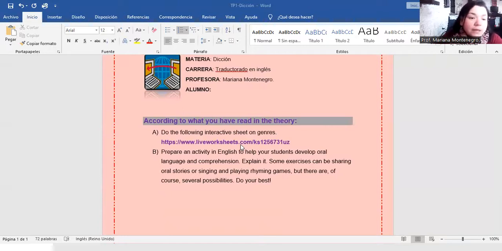Yes? And then in the second exercise, you have to prepare an activity in English to help your students develop oral language and comprehension, which is one of the topics we have seen in this module, and you have to explain it. Some exercises can be, for example, sharing oral stories or singing and playing rhyming games, but there are, of course, several possibilities, and you can choose among all those possibilities. So do your best.